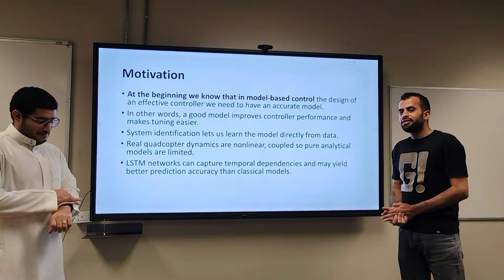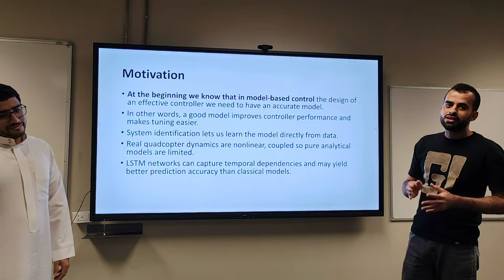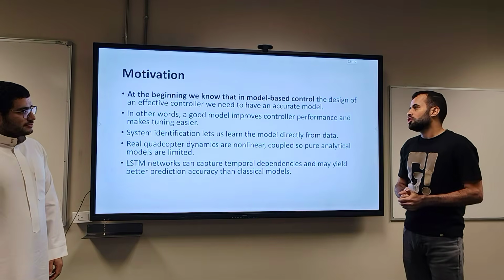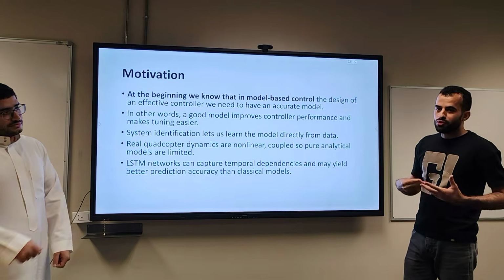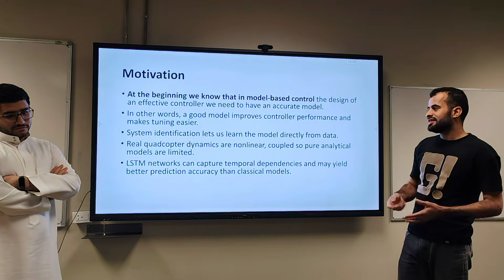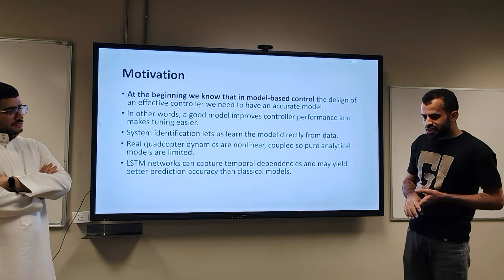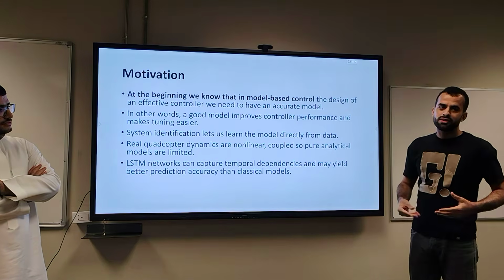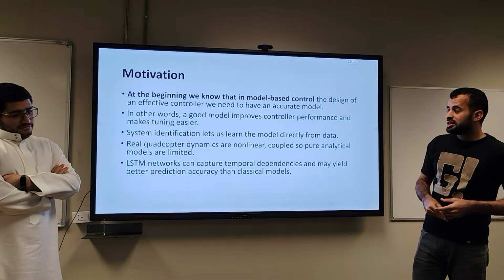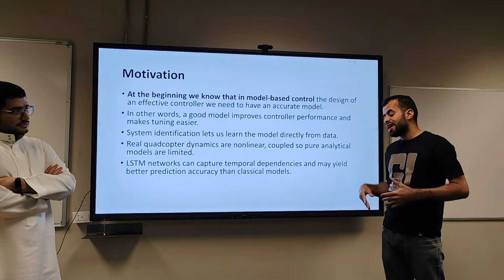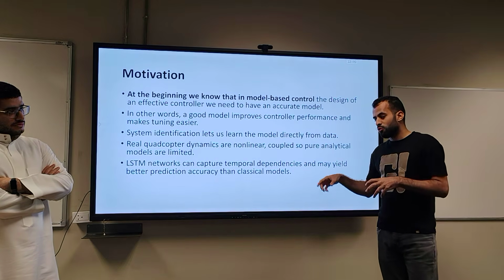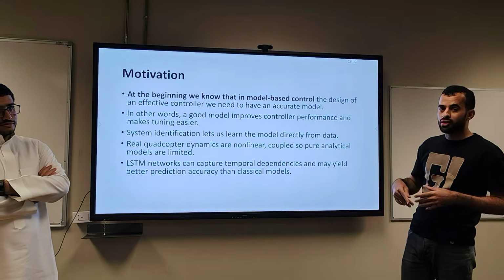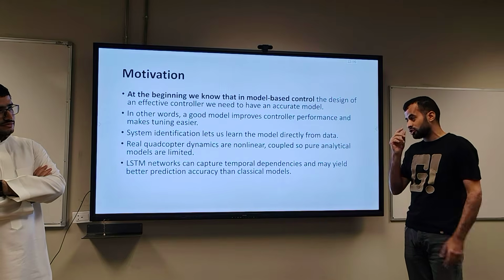At the beginning, we know that in model-based control, to design an effective controller, we have to get an accurate model. In other words, a good model improves controller performance and makes the tuning easier. We know that there are two methods to extract the dynamical model of any system: using physics or first principles, or using system identification. System identification is a powerful tool as it lets us extract the dynamical model from data. And that's what we need when it comes to complex systems like quadcopters, humanoids, or more complex robotic systems.